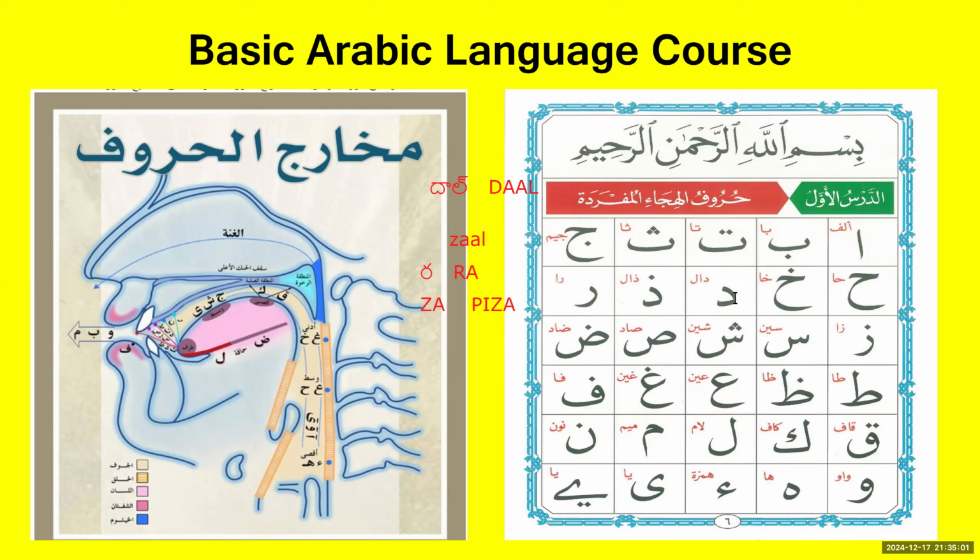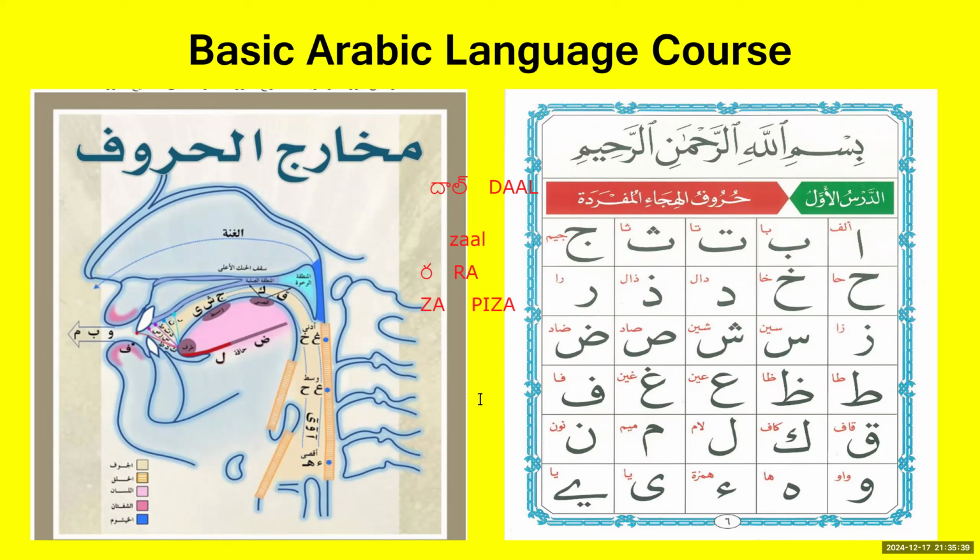Dal, the words damam, dabab, Dubai, all these start with the dal. Haza, zahaba, then zalika. These words start with the zal. Ra, riyad, riyal, rab. Some words are there with the ra. Za, zakat, zaki, zaid, zubair. These words are starting with the za. So these are the four letters we are going to learn today.